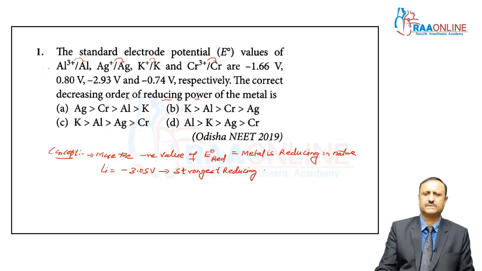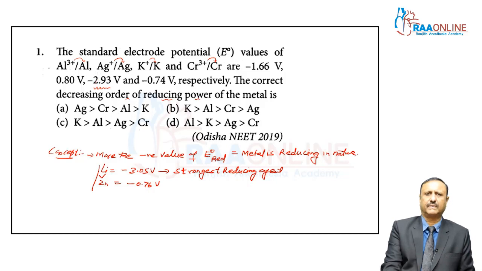It is the strongest reducing agent. Then zinc, here zinc is -0.76 volt. In this way, my dear students, if you have these values given in this table or in this question, you can select the maximum negative value. This is the maximum negative value, so it is the strongest reducing agent.